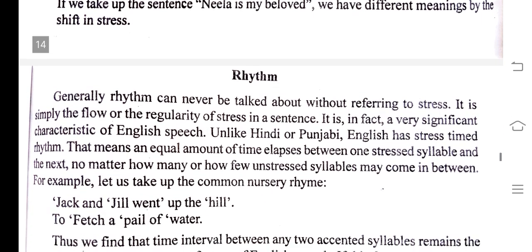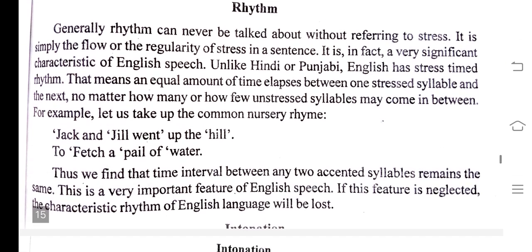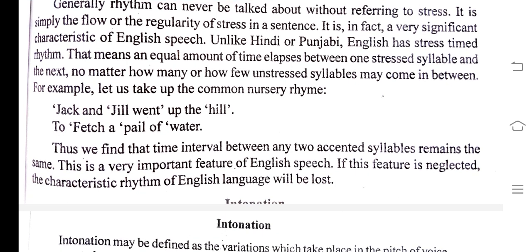Next, rhythm. Generally, rhythm can never be talked about without referring to stress. It is simply the flow or regularity of stress in a sentence. It is in fact a very significant characteristic of English speech. Unlike Hindi or Punjabi, English has stress timed rhythm. That means an equal amount of time elapses between one stressed syllable and the next, no matter how many or how few unstressed syllables may come in between.